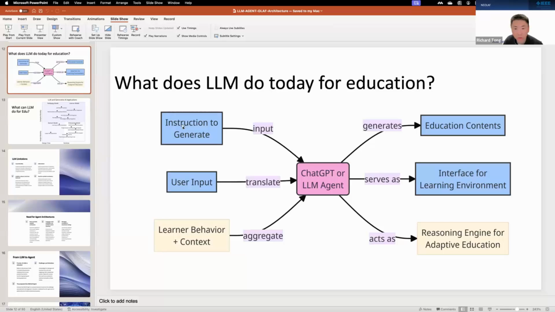I see ChatGPT and large language models in general as having three levels. One is to generate content and so forth. The second one is what I call an interface for a learning environment. It can behave as a global translator and communication mechanism to translate a lot of the complex input and complex contextual information for the learning environment. The last one is that it could be a reasoning engine for adaptive education, for the adaptive engine to make decisions using a large language model.